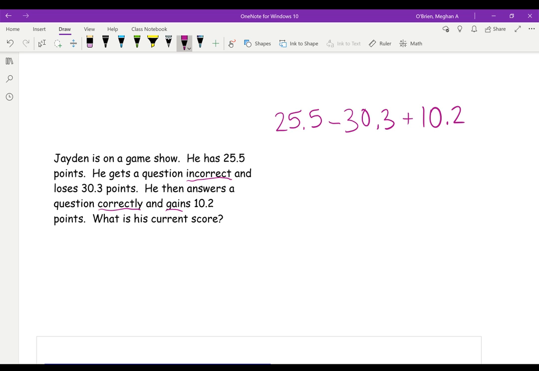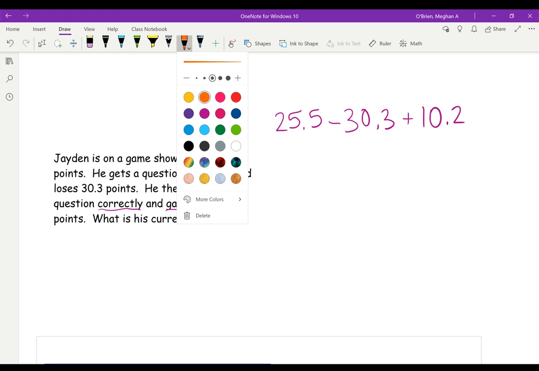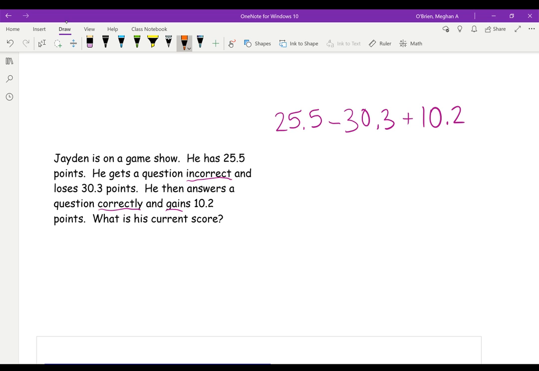Okay, so I just have to simplify this expression to figure out his current score. Let's go in order, left to right, like order of operations tells us, and do one thing at a time. All right, so I'm going to rewrite this as adding the inverse or adding the opposite. And if I'm comparing these two amounts, I know the 30.3 is more. So he has more negatives at this point because he's lost more points than he has. So I just want to find the difference between these to see what his balance is. So I'm going to subtract them.